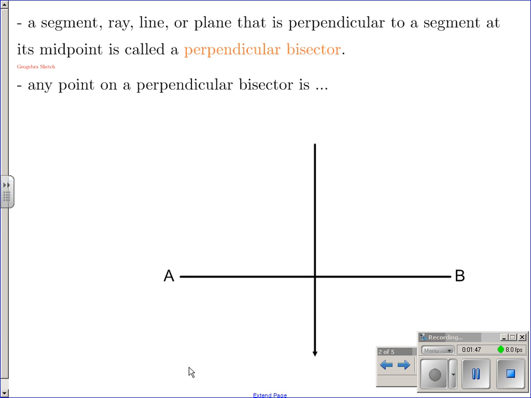Any point on a perpendicular bisector is equidistant from the endpoints of the segment.